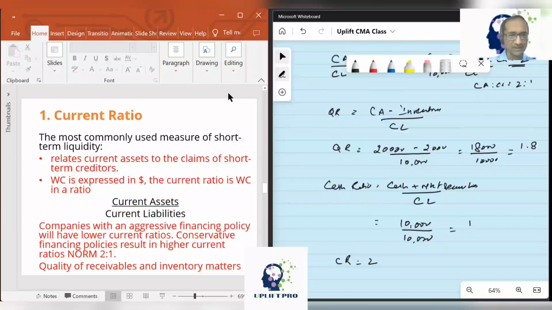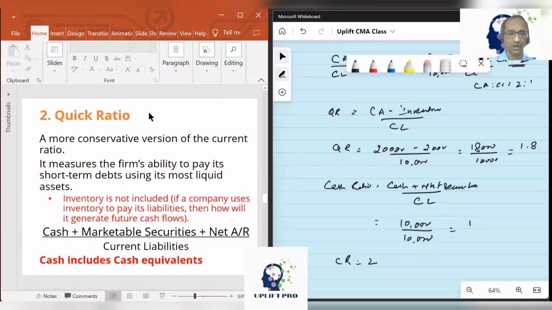Always remember, in each of these, cash includes cash and cash equivalents. Both are included, and it includes your bank balance also. That is why there is a note here saying cash includes cash equivalents. Cash equivalents are your bank balance and your marketable securities. Your short-term securities, which can be easily converted into cash, are also included. So cash includes cash equivalents.